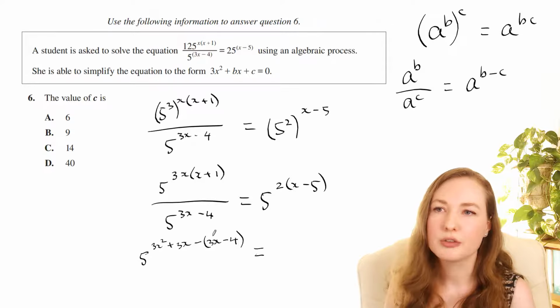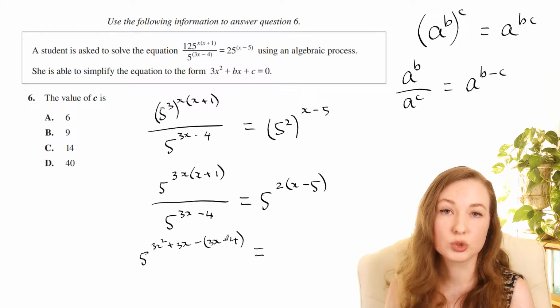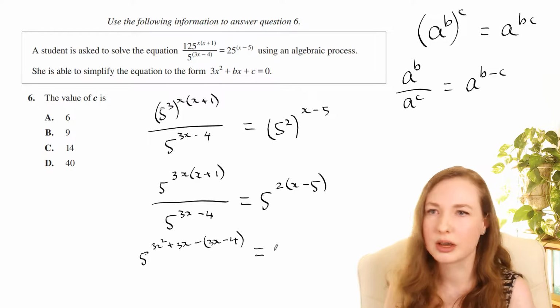Yeah, you've got to be careful about the negatives as well. You either want to put brackets around this, or you'd have to change this to a plus if you want to take the brackets out and expand it. So some people miss that. And then here we've got 2x minus 10.